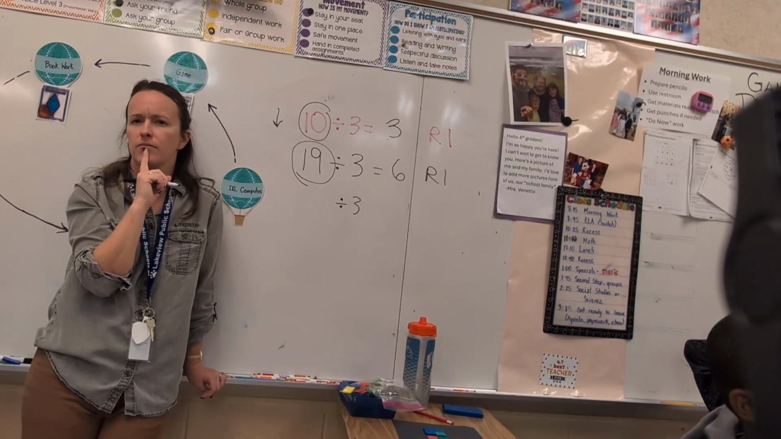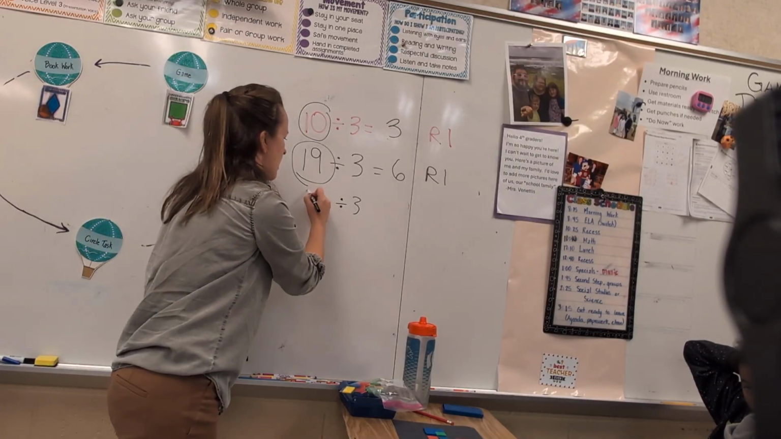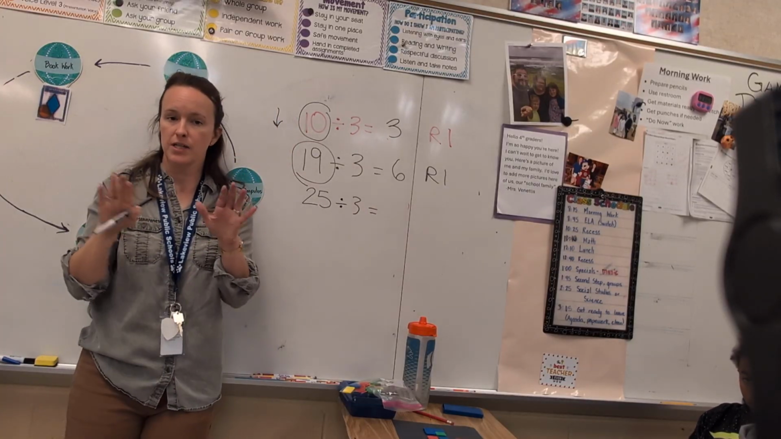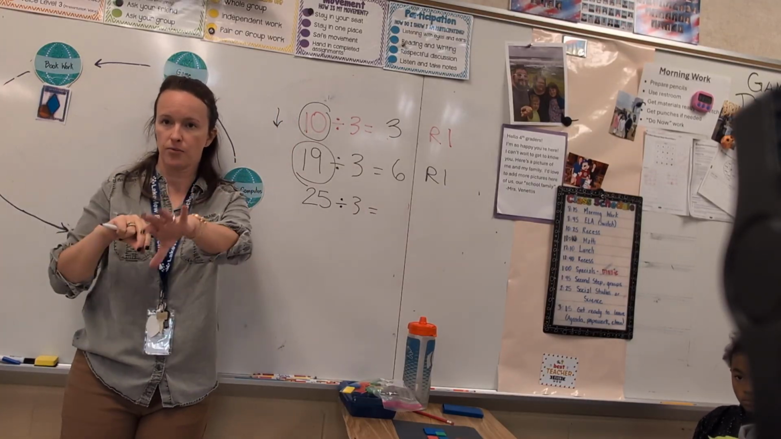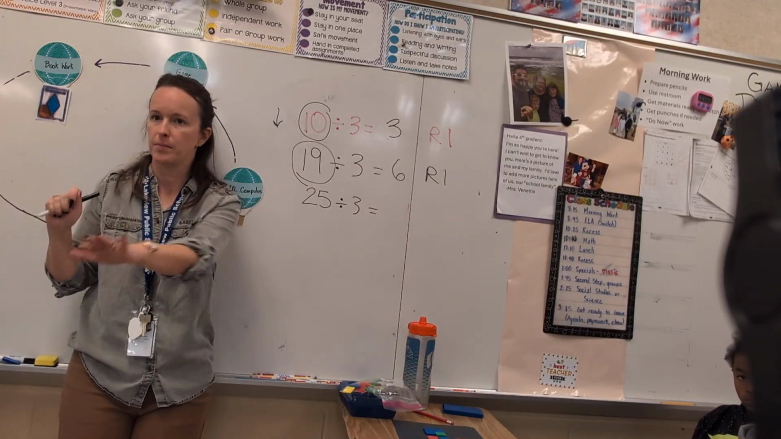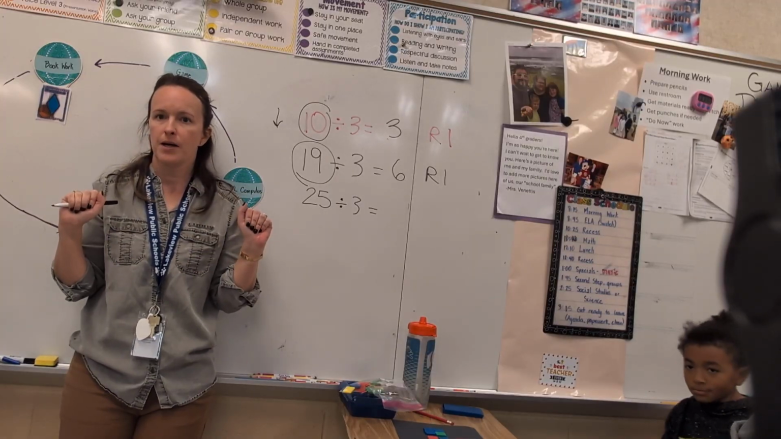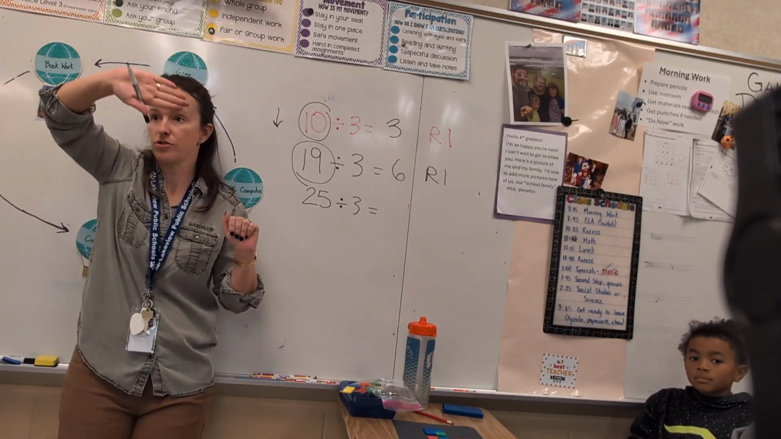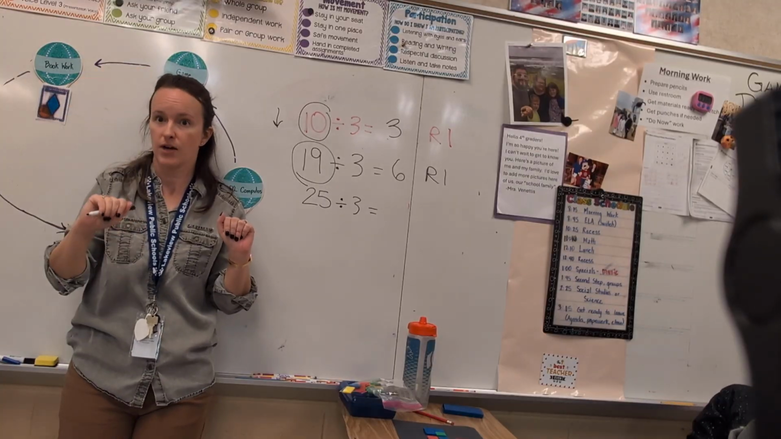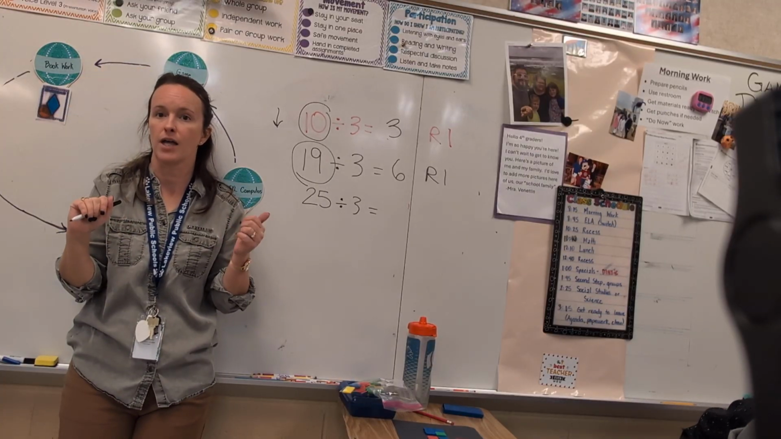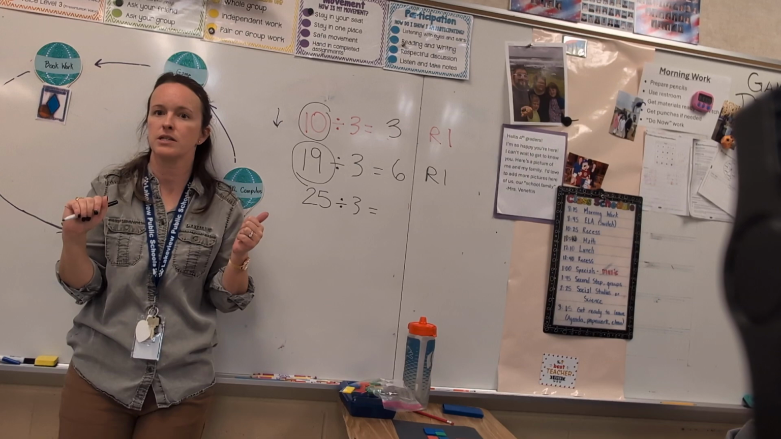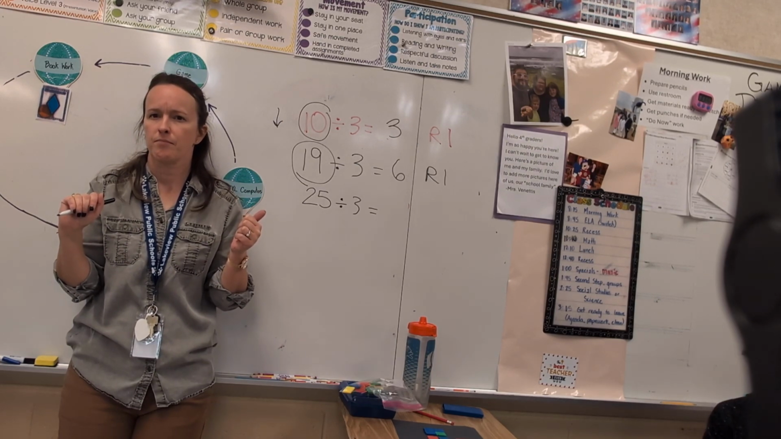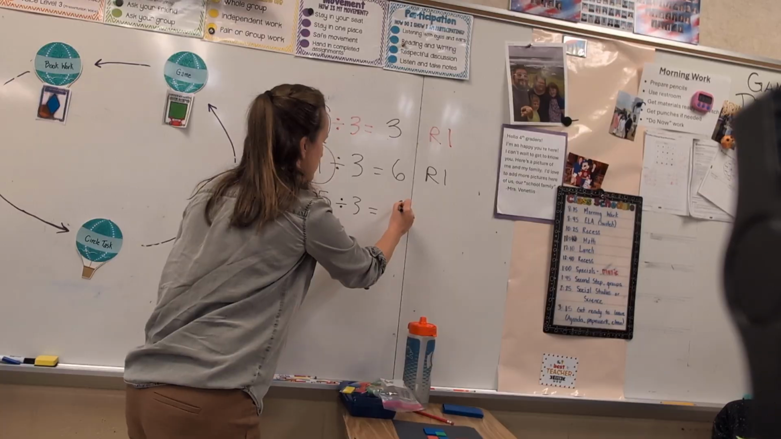Another one would be 25. Okay, so let's say I have 25 students. When you split 25 tiles into 3 groups, so I have a group here, and a group here, how many was in each group? Oh, he did it in rows. So he did 3 rows. That's fine too. Then he made an array. How many was in each row? 9. There were 9 in each row.